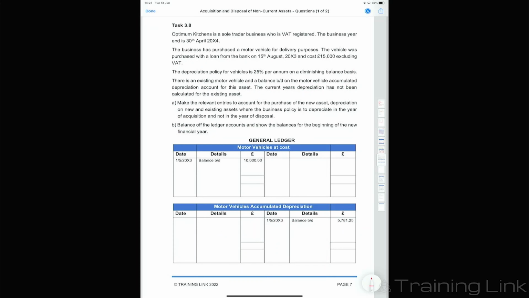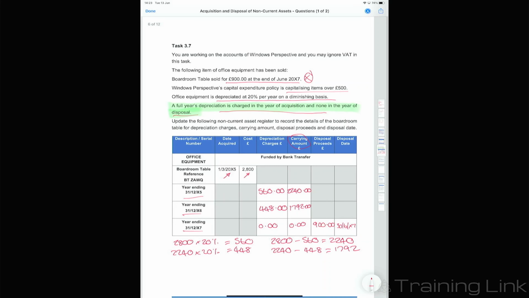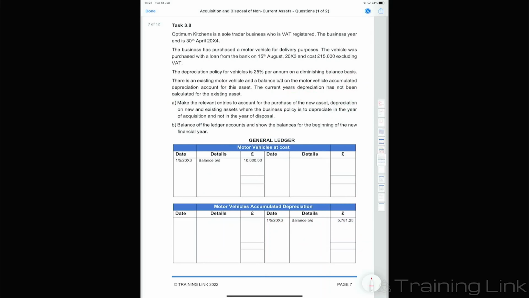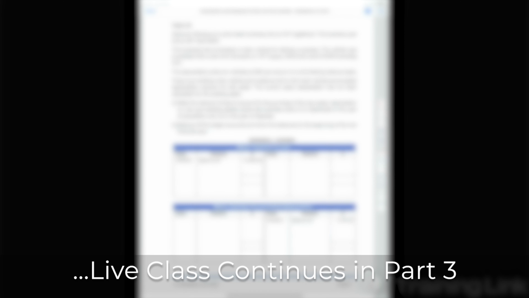Now we're going to have a look at another question where we're going to look at some of the different accounts that we use and how we record this depreciation, which we've done in the previous question, over the amount of years. So Optimum Kitchens is a sole trader business who is VAT registered. The business year end is 30th of April 2004.